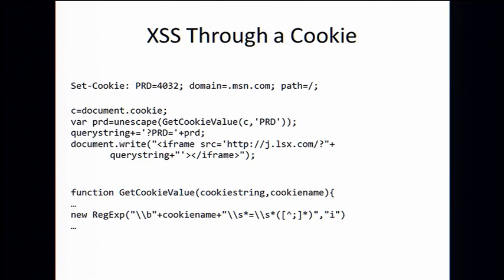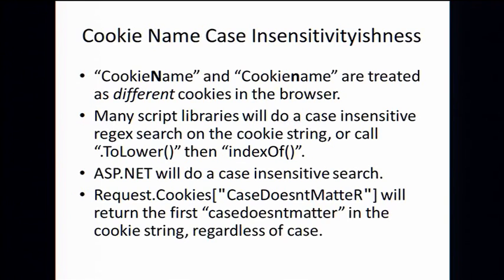What's interesting is in this custom cookie parsing code, there's an I flag that is passed. And that actually means a case-insensitive match. And that's significant because cookie name with a capital N and cookie name with a lowercase n are actually treated as different cookies in the browser. And so, for instance, ASP.NET will do a case-insensitive search, and so the case really doesn't matter.